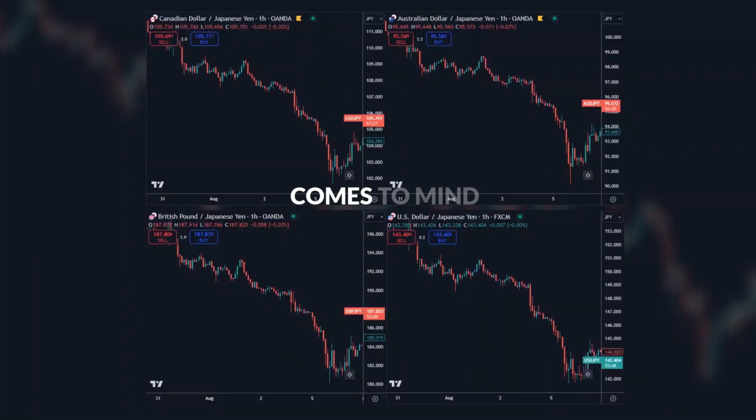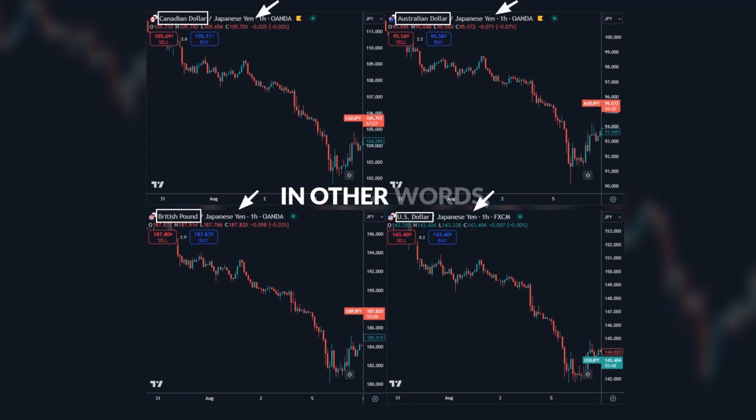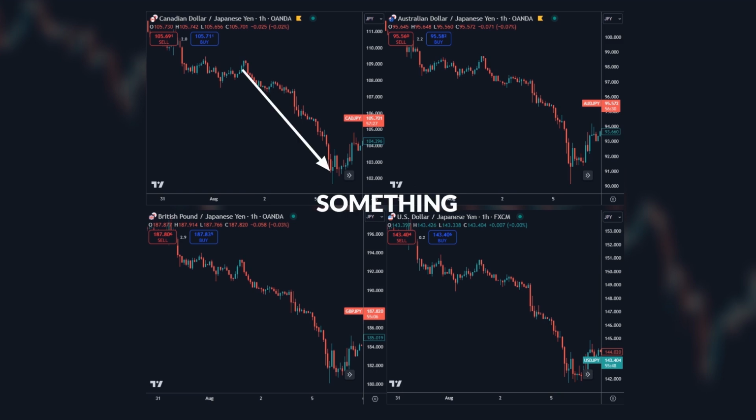What is the first thing that comes to mind by looking at these charts? We're looking at a few different currencies, but all against the Japanese yen. In other words, all against a safe haven. So with that in mind, clearly something must have gone wrong here, like a risk-off event that triggered traders and investors to pile into a safe haven like the Japanese yen.